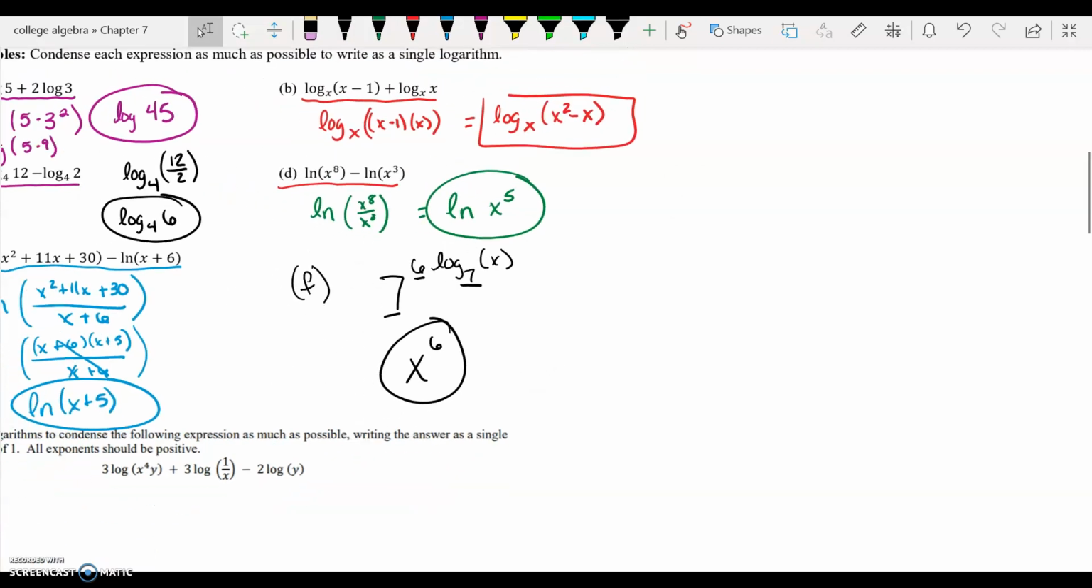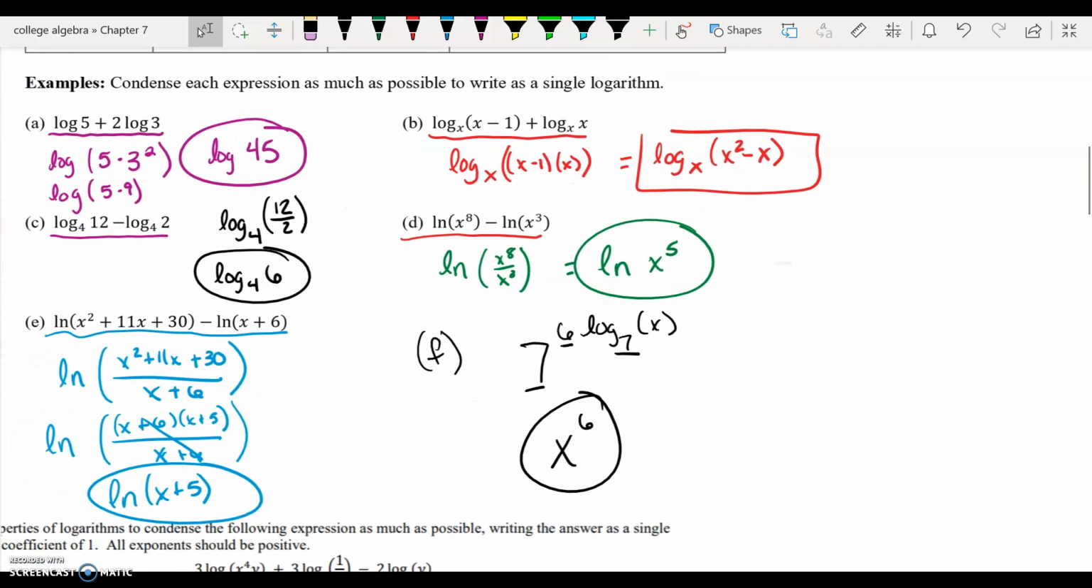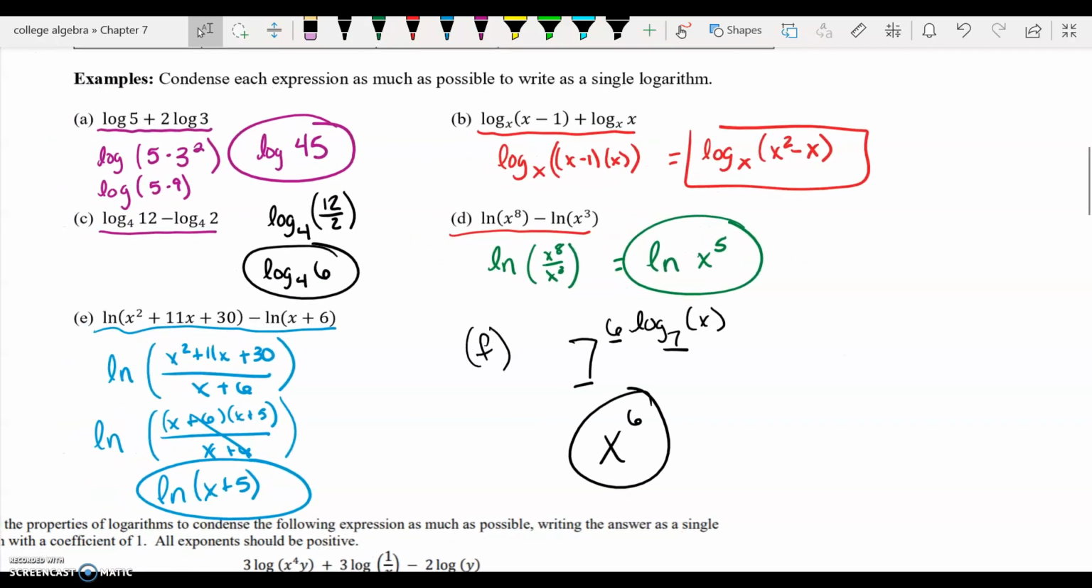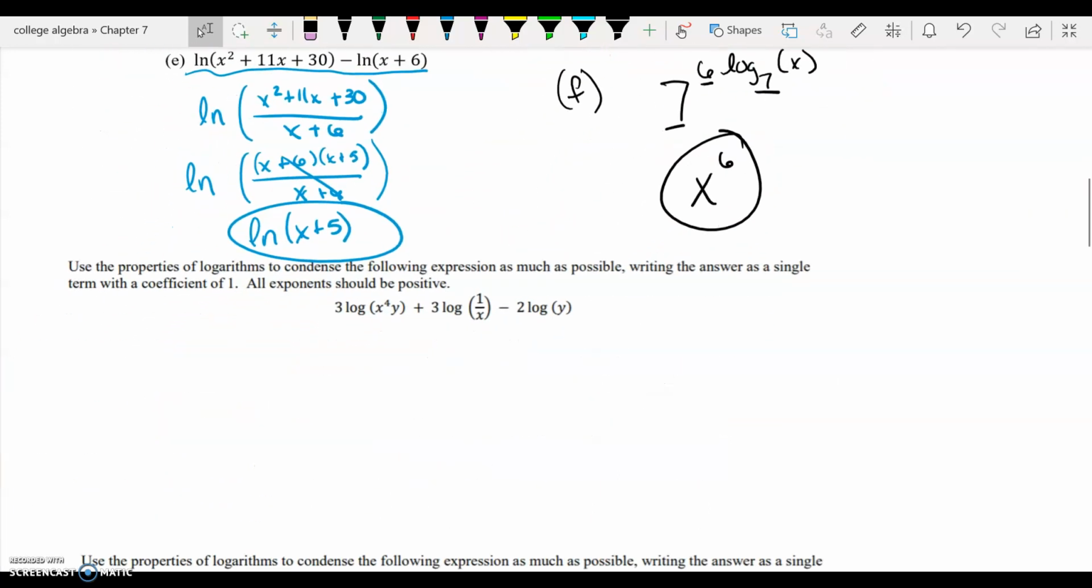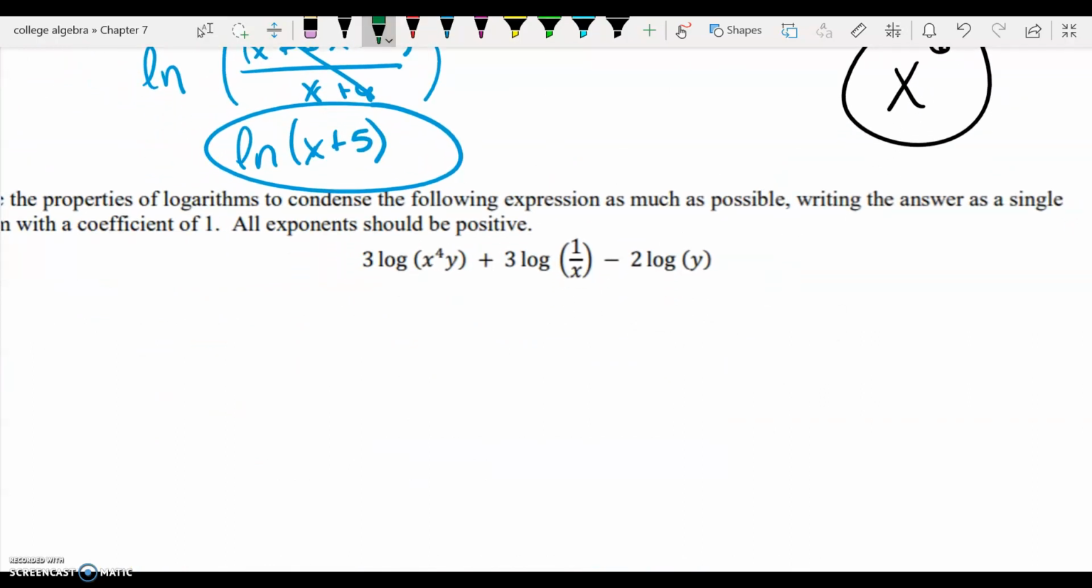All right, so those are some examples of everything that you would pretty much encounter on the HAWKS. There's a couple more that I threw down that are a little bit harder at the bottom, and we'll solve those as well. So on this one, it says you're going to condense it, all exponents should be positive, and we're going to solve it. So they give us something like this.